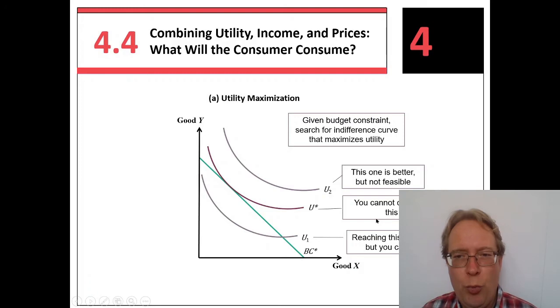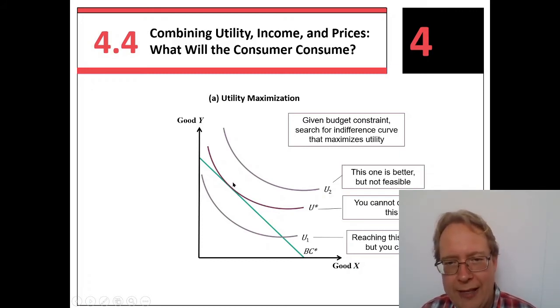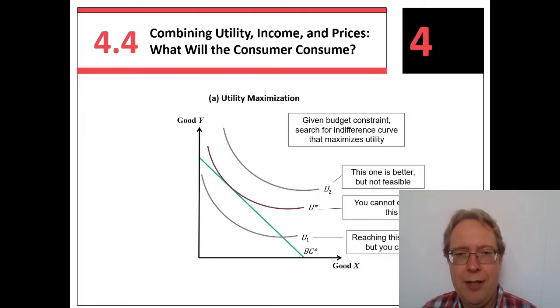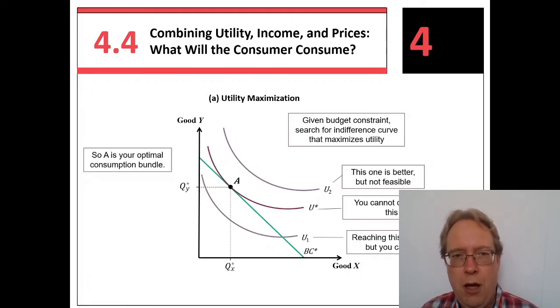So you cannot do better than this one, right? This indifference curve is just tangent to my budget line. That means that if I would move to a higher indifference curve, then I would no longer have feasible points on that new indifference curve. Okay, so in this case, that means that A is my optimal consumption bundle.